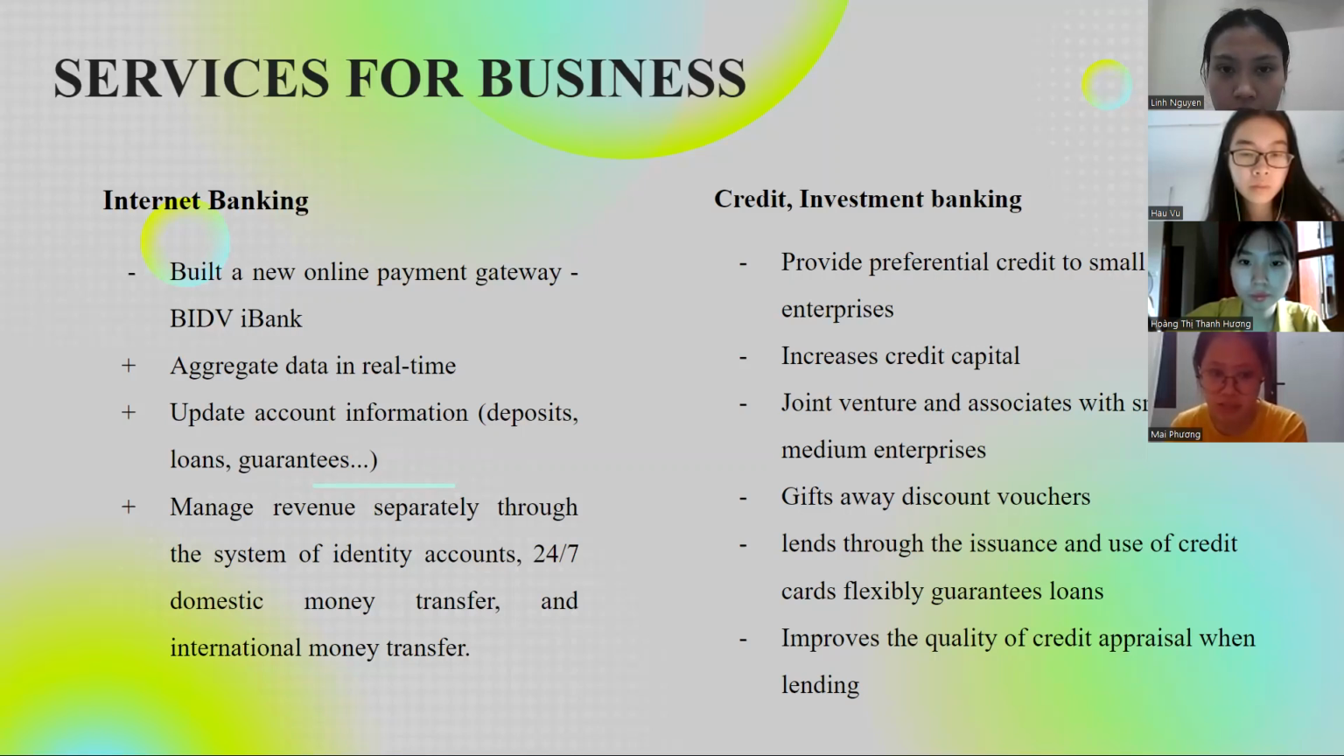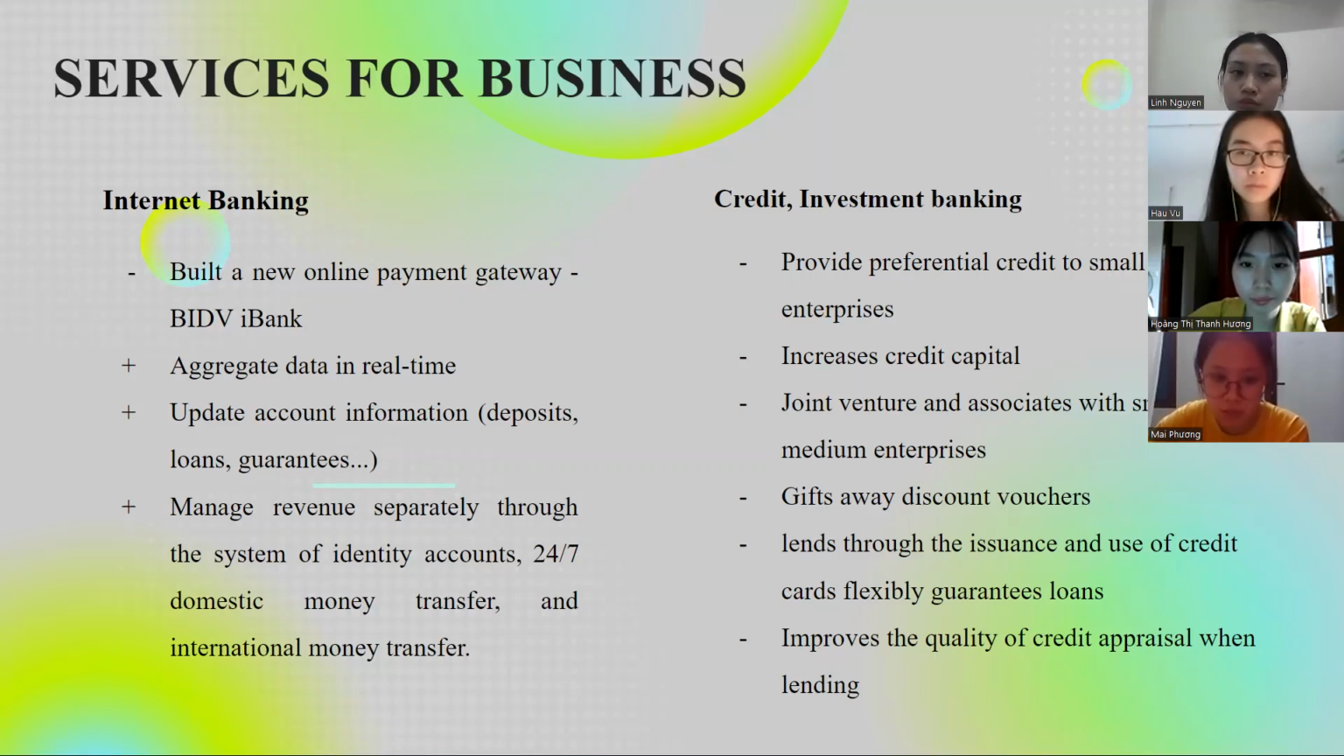And the second thing is credit investment banking. BIDV is committed to providing preferential credit to small and medium enterprises. First, it increases credit capital for small and medium enterprises by implementing a flexible interest rate policy, diversifying credit products, and making a capital contribution. In addition, it also participates in joint ventures and associates with small and medium enterprises.